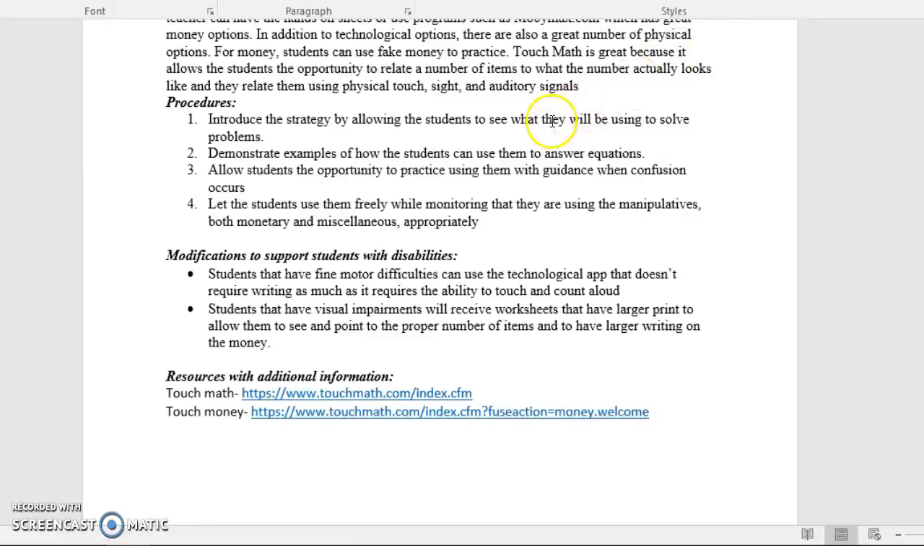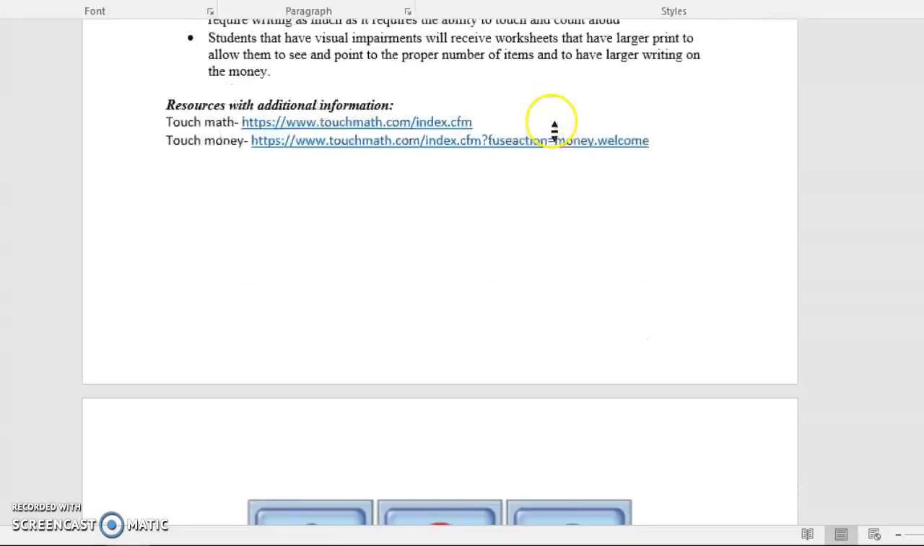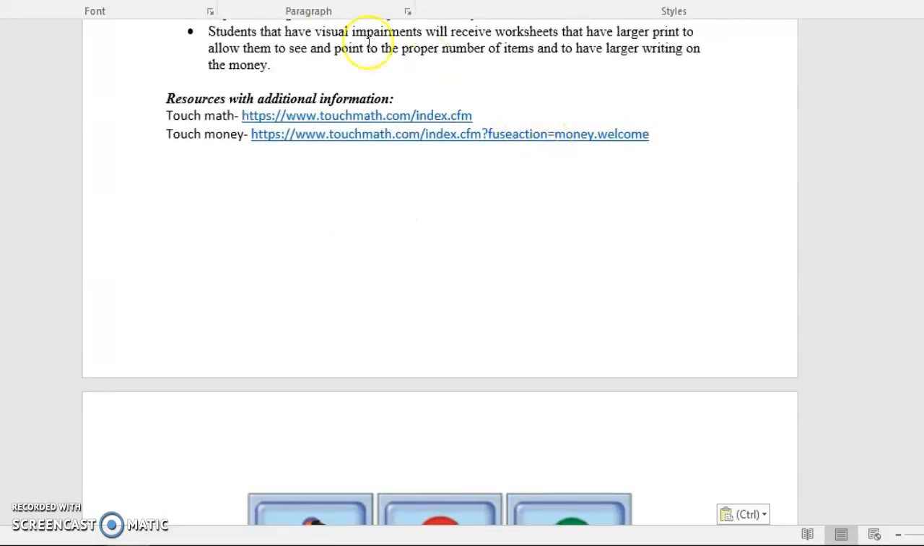That is all that I have for you all, and some resources here. This is that Touch Math that we were talking about earlier, and that's the website we went to. But I just wanted to give you all that information about Touch Math and Touch Money.